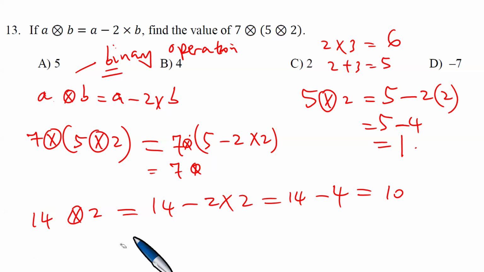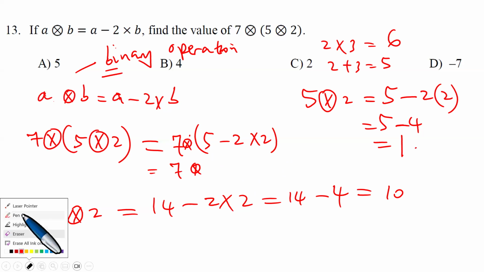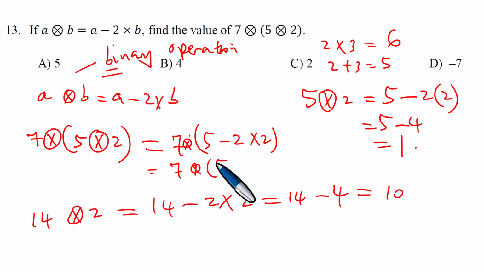It's 4. Sorry, minus 2 times 2 is 4. And then here you have 5 minus 4. And then we can do the 5 minus 4. What is 5 minus 4? It's a 1. Okay. And then what do we do now? Now we have 7 cross 1.